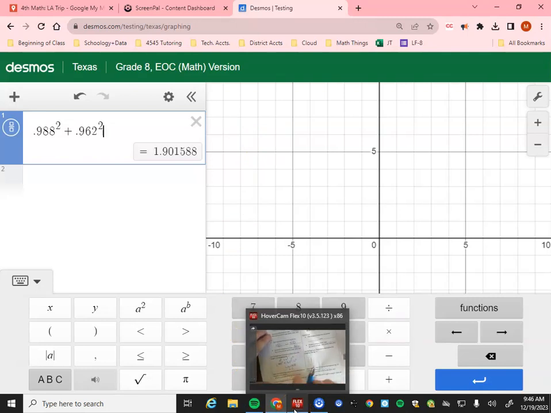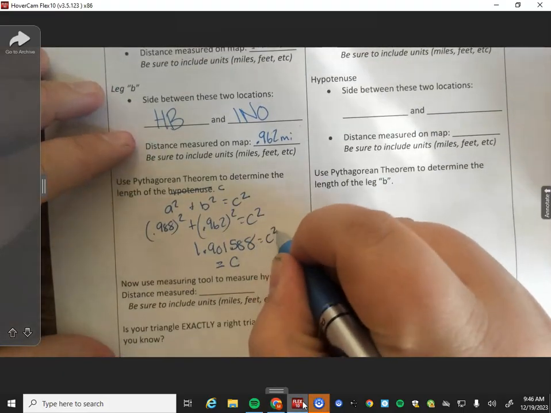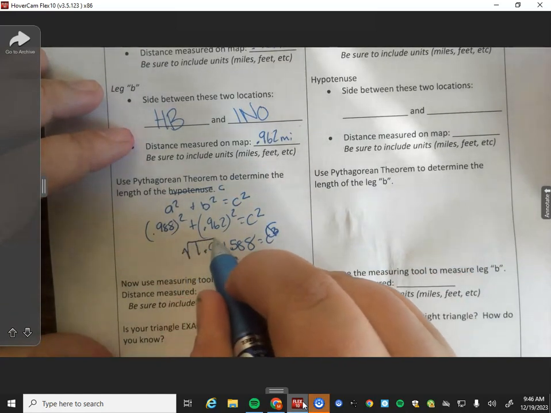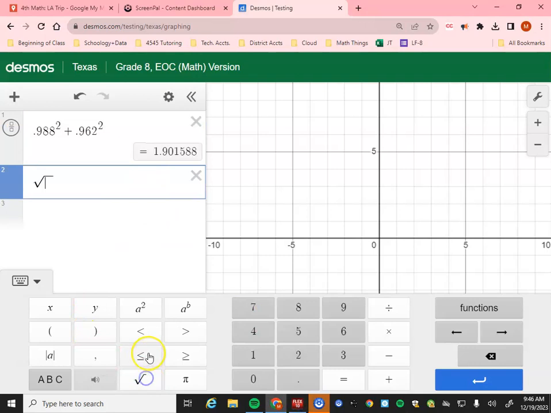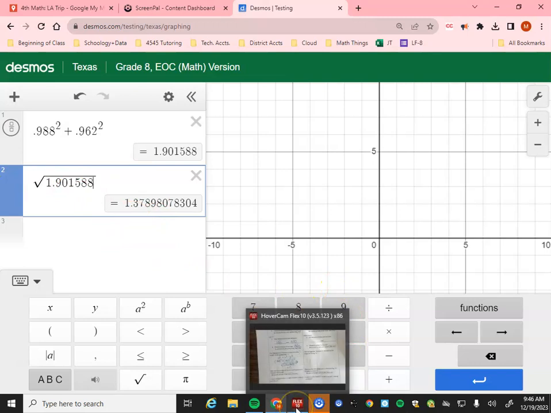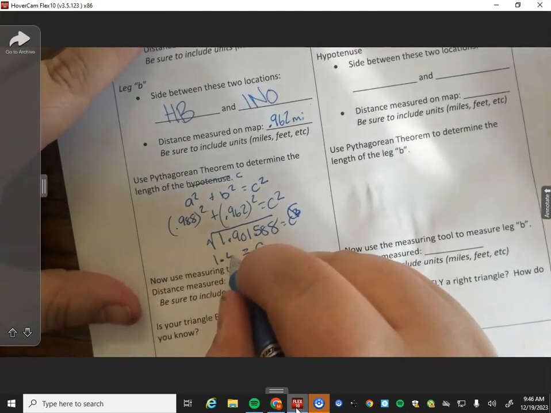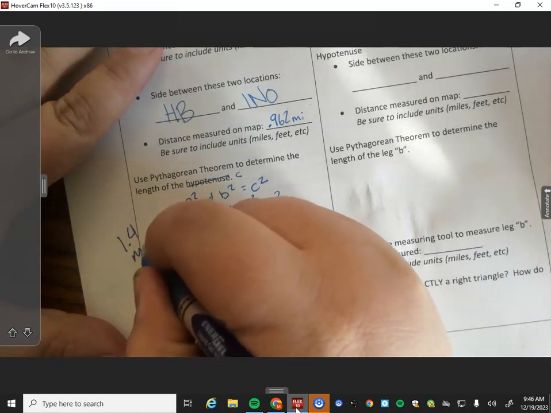So I'm writing that down on my paper, and remember that solves for c squared, but we are looking for just regular c. To get rid of the square, you take the square root. Squares and square roots undo each other, so now we'll take the square root of 1.901588. That's about 1.378 and so on. So we have a square root that equals a decimal. That's going to be an irrational number. I'm going to round to the nearest tenths, so I'll say 1.4, and this was all in miles, so that is 1.4 miles.